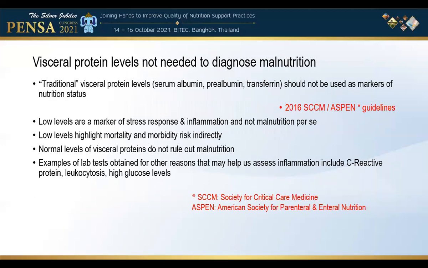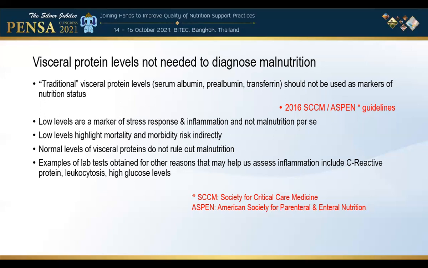And that leads to another important myth that exists, that we need to measure serum albumin, prealbumin, and transferrin levels. It has been shown in various guidelines that the traditional visceral protein levels are absolutely useless. It is true that low levels are markers of stress response and inflammation, but not malnutrition per se. Low levels highlight mortality and morbidity risk, but not to diagnose malnutrition. But more important, normal levels of visceral proteins do not rule out malnutrition.